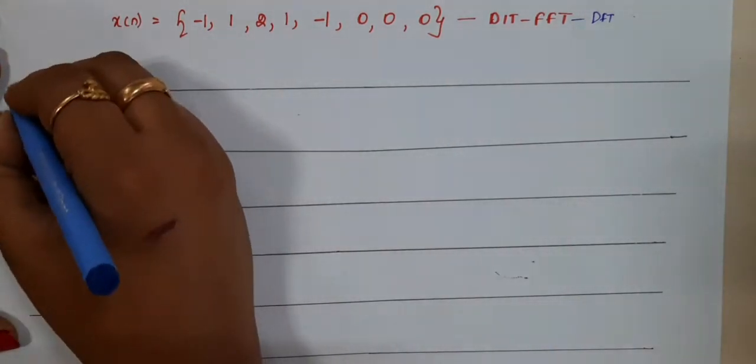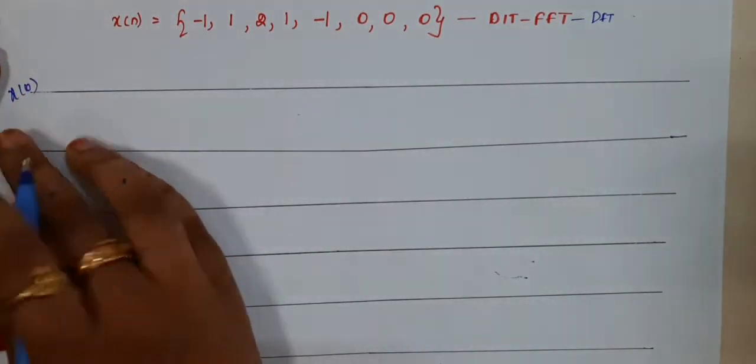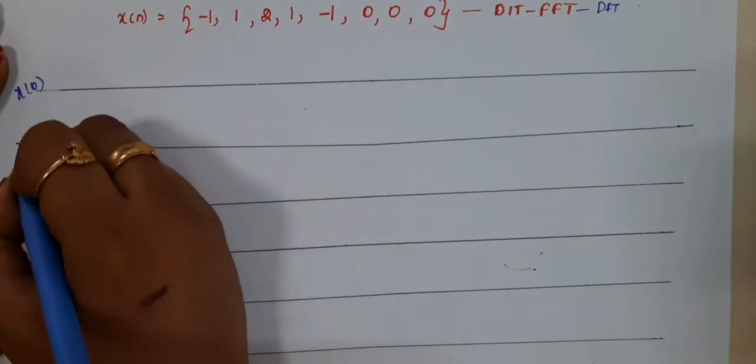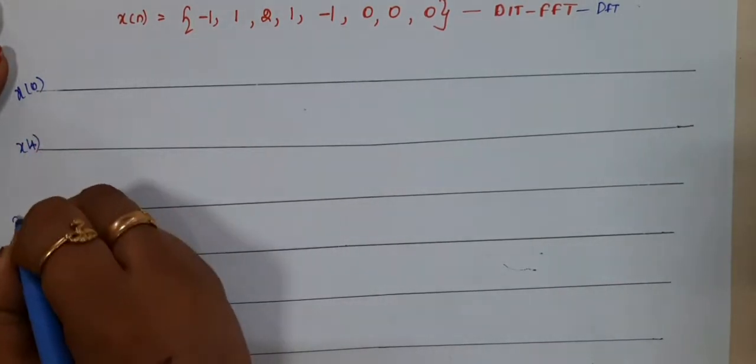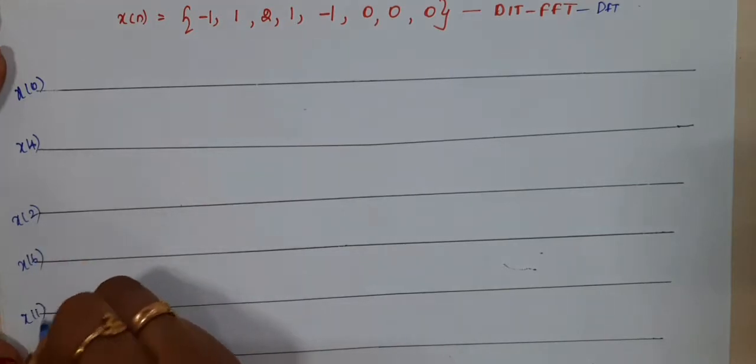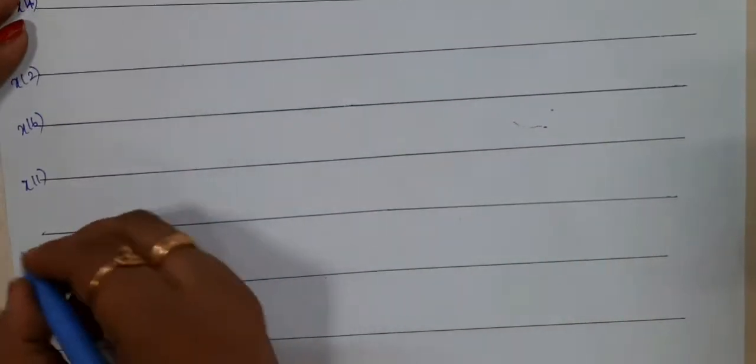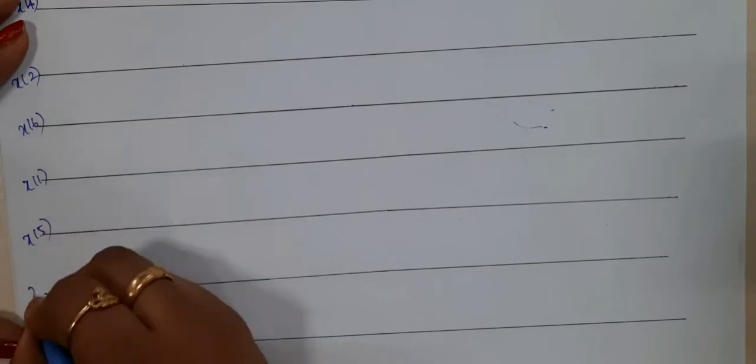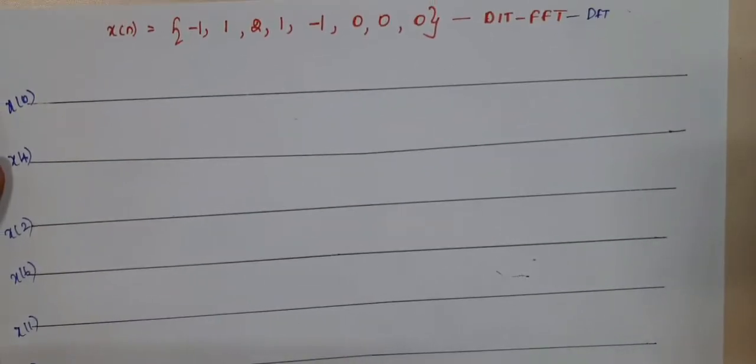What is the bit reversal order? x of 0, x of 4, x of 2, x of 6, x of 1, x of 5, x of 3 and x of 7. So this is all about the bit reversal order. This is my first step.